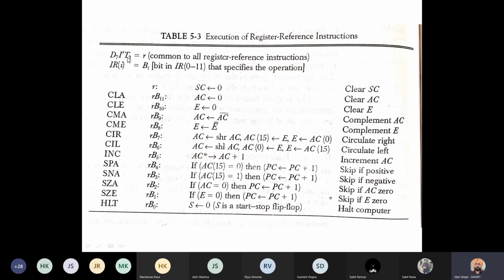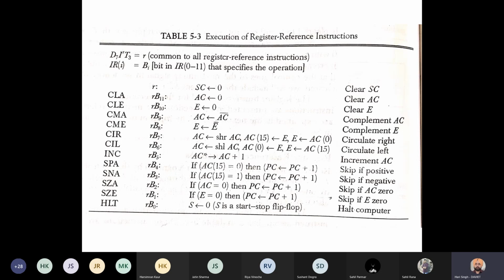So during T0, T1, fetching of code is done. During T2, decoding is done and the instruction is identified. If the control unit finds that the instruction is related to registers, then it has to consider three values: D7 bit should be 1, I bit should be 0, and T3 should be 1. This makes R, and R along with B bits further identifies the instruction. These instructions are executed within the T3 time cycle.